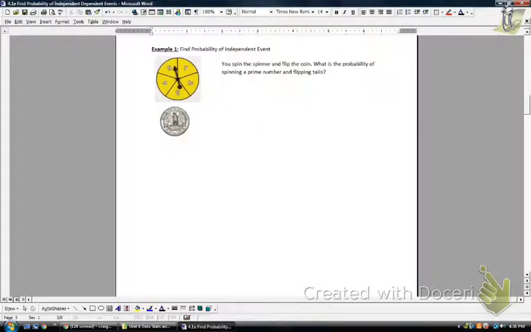So let's look at our first example. Our first example is finding the probability of an independent event. It says you spin the spinner and flip the coin. What is the probability of spinning a prime number and flipping tails? Okay, so we have to do these as separate probabilities. So first I'm going to figure the probability of spinning a prime. And prime numbers are numbers that are divisible only by itself and 1. So the primes are 2, 3, and 5.